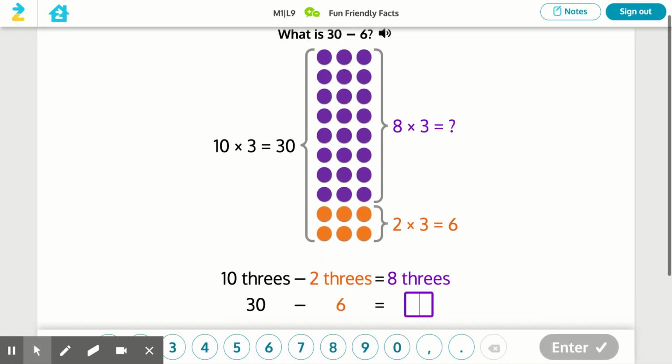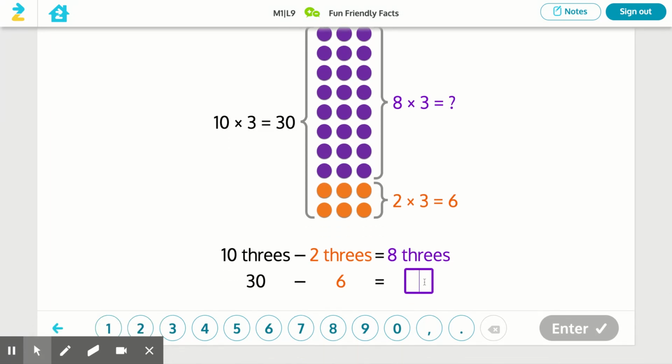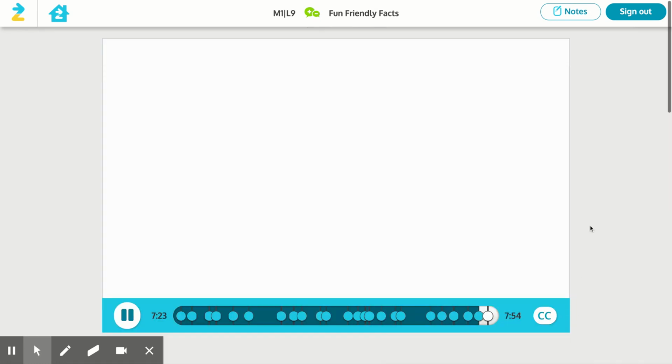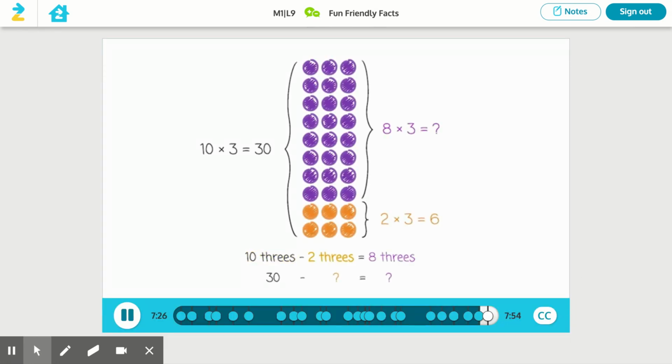All right, so now I want you guys to tell me, please, what is 8 threes? Remember, we can subtract 30 minus 6 to find out what 8 threes is. Please tell me in your Nearpod. 30 minus 6 equals 24. 8 threes equals 24. 10 threes minus 2 threes equals 30 minus 6, which equals 24.